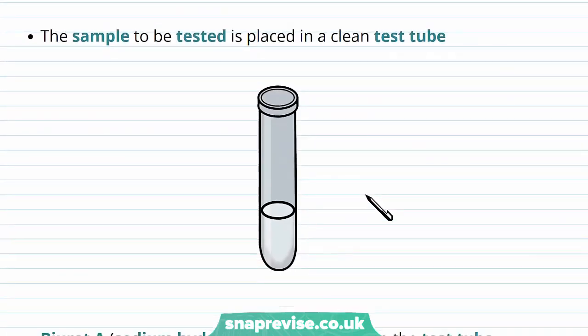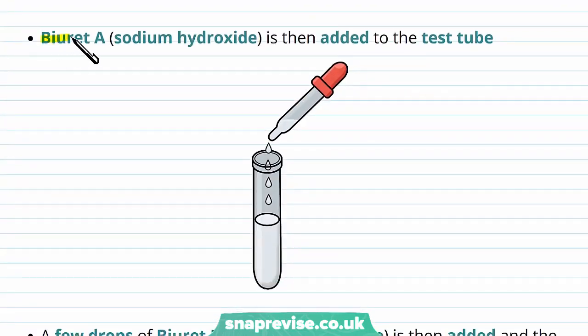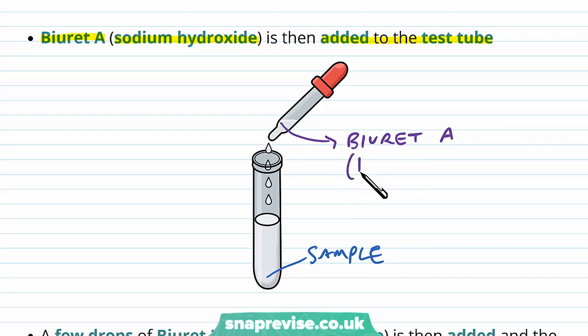So first of all, we place the sample that we're testing into a clean test tube so that it sits at the bottom, and then we add the solution called Biuret A. Biuret A is a solution called sodium hydroxide, and we simply add this to the test tube. So we've got the sample, and as we add this to the sample we form a mixture, and then we add this Biuret A solution, which is sodium hydroxide.